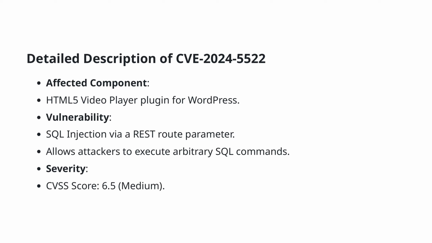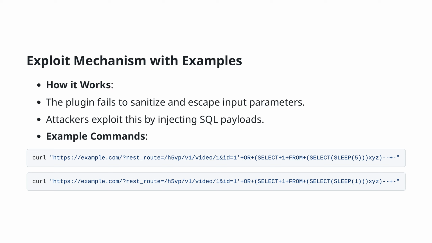The severity of this vulnerability is classified with a CVSS score of 6.5, which is considered medium. This score reflects the potential impact and the exploitability of this vulnerability in real-world scenarios. Understanding the specifics of CVE-2024-5522 is crucial for developers in recognizing common security flaws in web applications and taking steps to mitigate SQL injection vulnerabilities effectively. Now, let's delve into the exploit mechanism of this vulnerability with concrete examples.